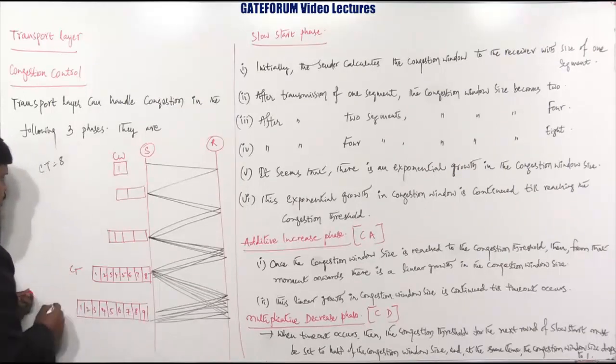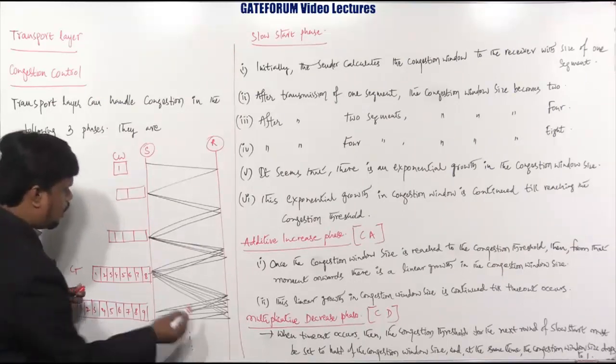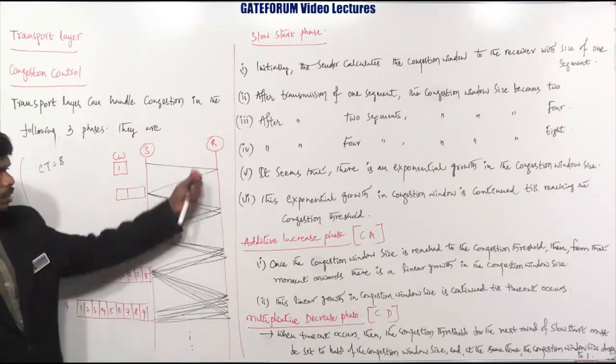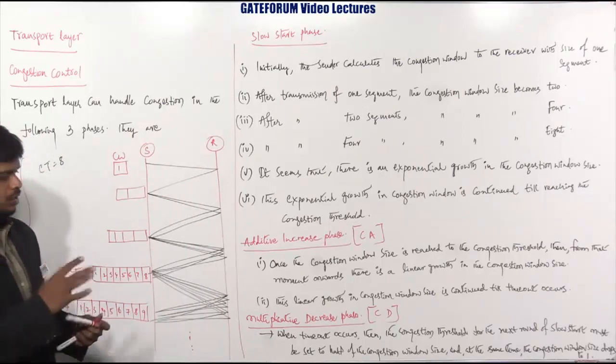So this is the congestion threshold. Till this point, we can say that this is the slow start phase. Here we have started with the additive increase phase. So this is the way it goes. This is the explanation for all these given points with respect to each phase.